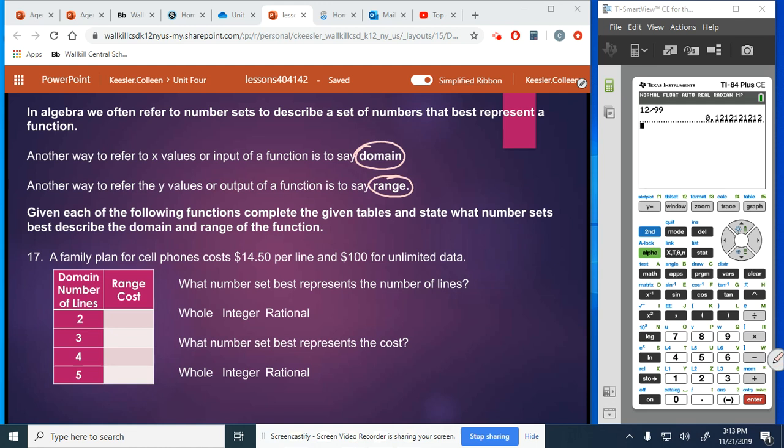These are both vocabulary terms that we're going to continue to use throughout the school year and you should be really familiar with come time for the Regents. So given each of the following functions, complete the given tables and state what number set best describes the domain and range of the function.